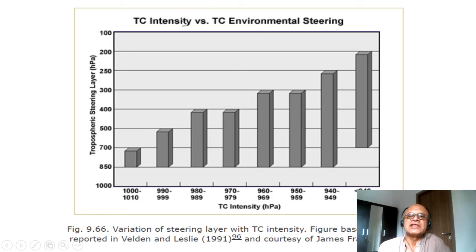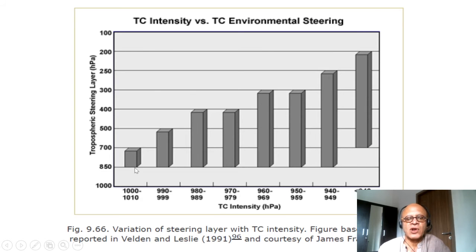But tropical cyclone intensity and environmental steering are related to each other. We are looking here at the variation of steering layer with tropical cyclone intensity. This figure is based on results from this paper and some input from Jim Franklin at the National Hurricane Center. It shows the tropospheric steering layer in hectopascals, going from above the boundary layer to the very high levels. As the intensity increases, so the pressure drops, the steering layer is higher. It's not a monotonic increase, but almost.